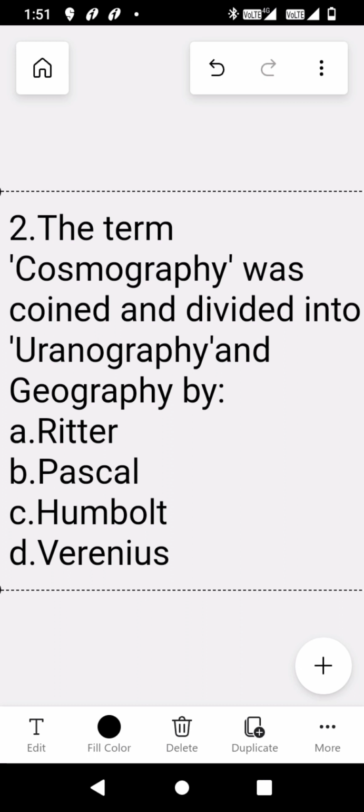The second question is, the term cosmography was coined and divided into uranography and geography by? The options are A. Carl Ritter, B. Pascal, C. Humboldt, and D. Berenius. So the correct answer is option C, Alexander von Humboldt.